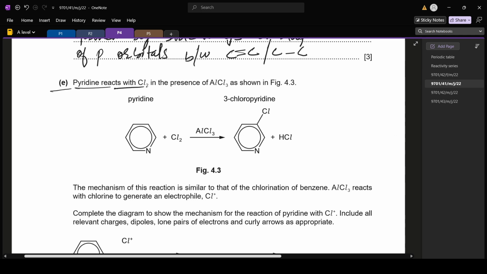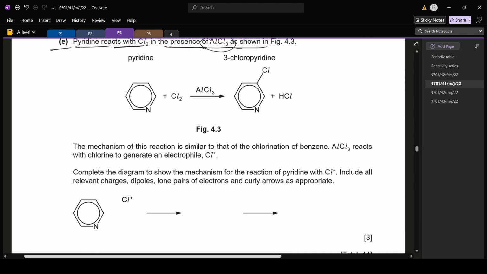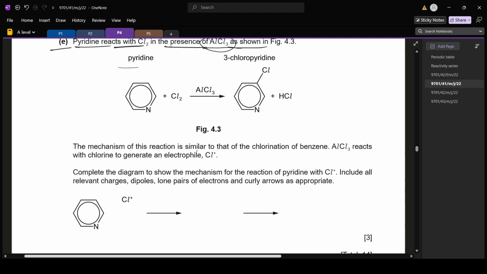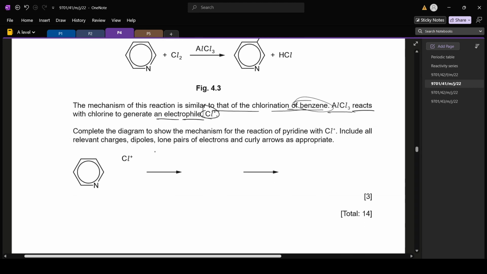part E. Pyridine reacts with chlorine in the presence of AlCl3 as shown in figure 4.3. The mechanism for this reaction is similar to that of chlorination of benzene. Okay, AlCl3 reacts with chlorine to generate an electrophile Cl plus. Okay, complete the diagram to show the mechanism for the reaction of pyridine with Cl plus. Include all the relevant charges, dipoles, lone pairs of electrons, and curly arrows.